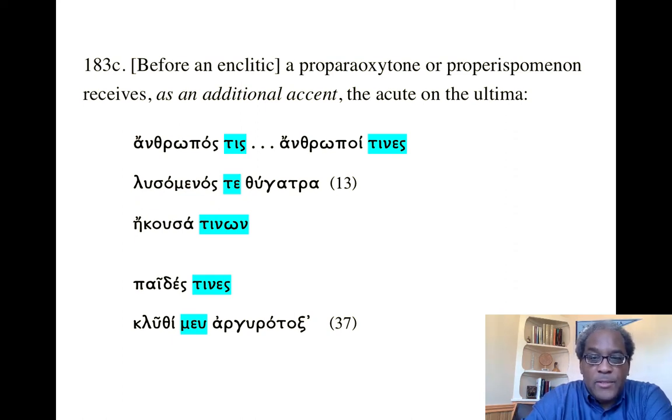And then we saw this in line 37, plutemu, arguro tox, plutemu. So that acute over the iota comes from the enclitic genitive of the first person singular personal pronoun. Hear me, silver bowed one. So to repeat the rule: before an enclitic, a proparoxytone or properispomenon, that is a word with an acute on the third from the last syllable, or a word with a circumflex on the second from the last syllable, receives an additional accent, that is an acute on the ultima.